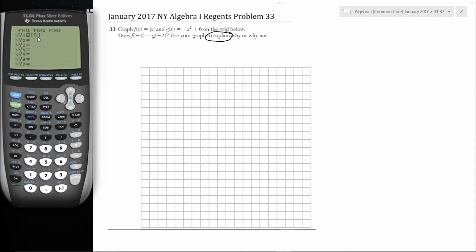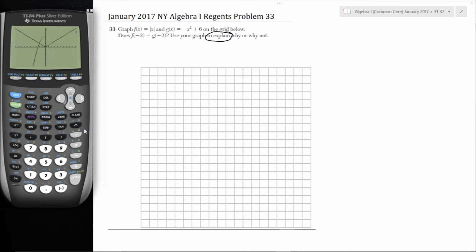Some calculators will have it in this WYSIWYG format, sometimes they call it pretty print format, and some have it as ABS, parentheses, x, close parentheses, whichever you get. So the second one is g of x equals negative x squared plus 6. Okay, I'm going to do zoom standard.